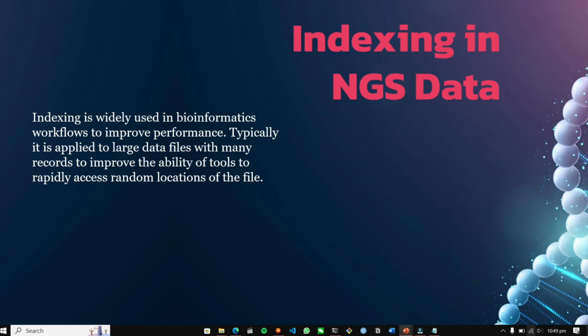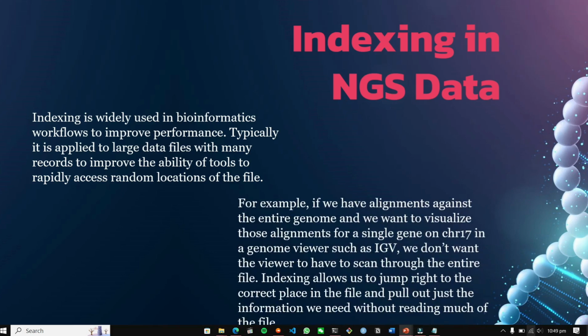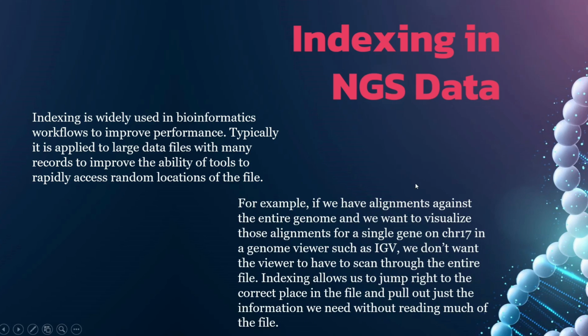For example, you can consider indexing as the cutting of the genome into several sections to use that genome according to our own needs. So indexing allows us to jump to the correct place in the file, and pull out the information we need without reading much of that file. So it takes less time if we're gonna use the indexed genome. So that was it for the alignment section. I hope you understand that.